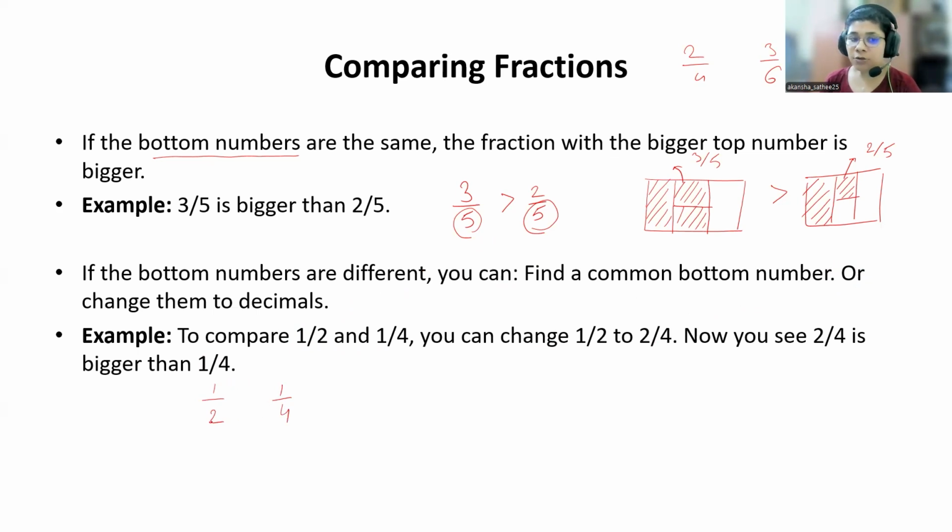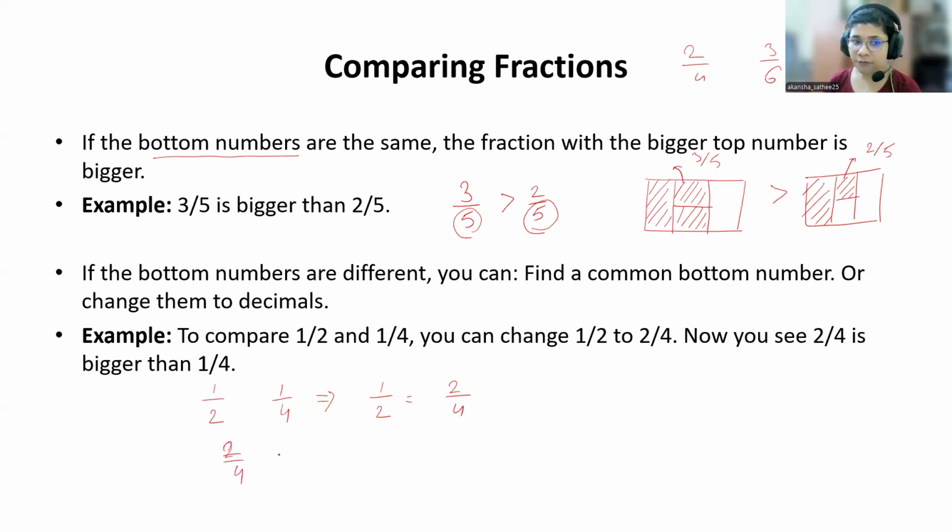What you will do, here you can see that denominators are different. First you have to make the denominators equal. How will you do it? Can I say 1 by 2 is the same as 2 by 4? Just multiply it by 2. So now 1 by 2 is equal to 2 by 4. Now you can compare 2 by 4.